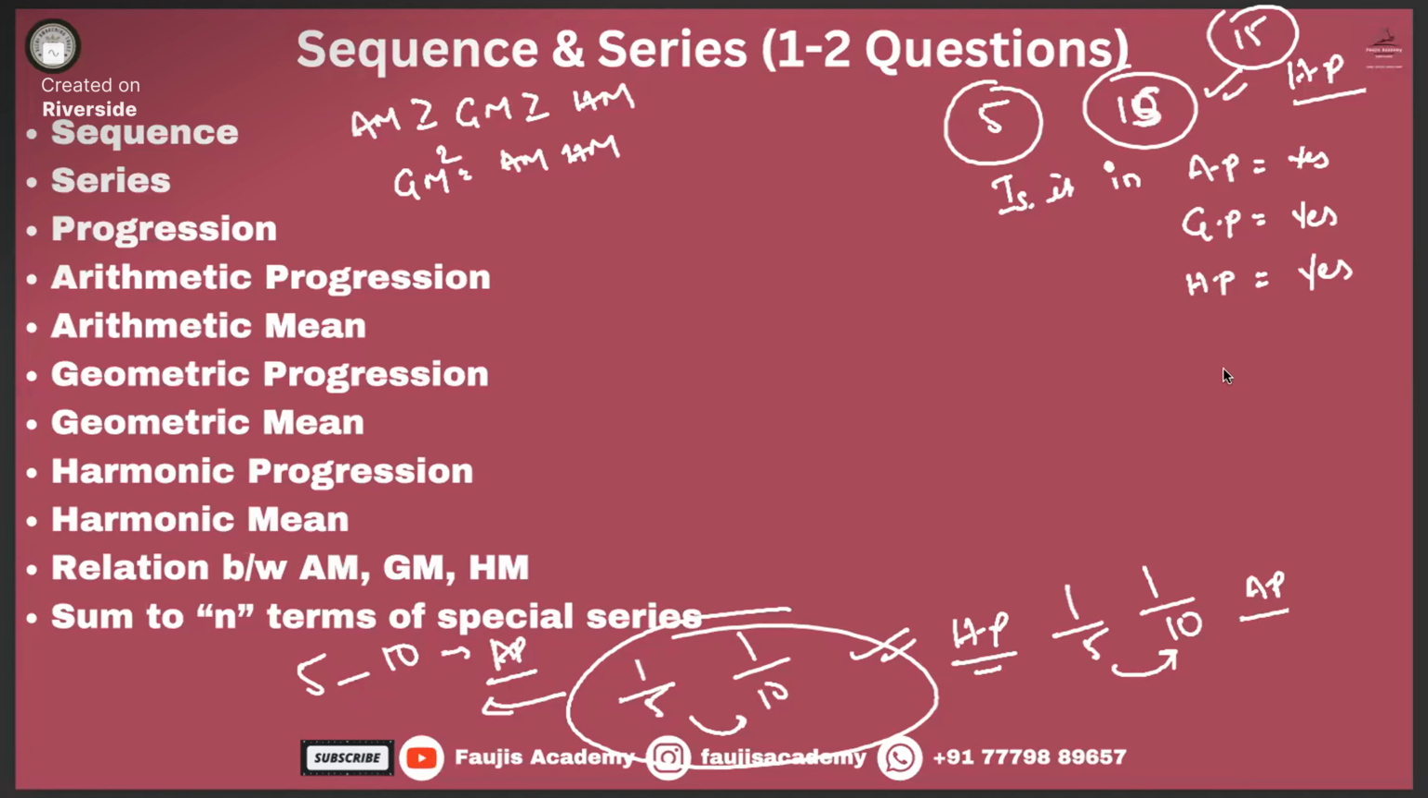Sir, I just have to clarify. If 5, 10 is in a series, it can be called AP and also HP. But HP has to be 1 by 5, 1 by 10, right? No, this is also HP. Both of them are HP. If 5, 10 is HP, then 1 by 5, 1 by 10 has to be AP, right?